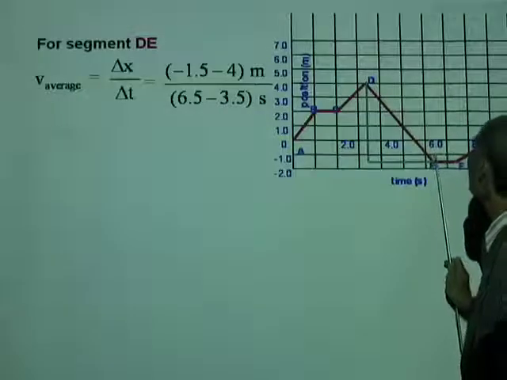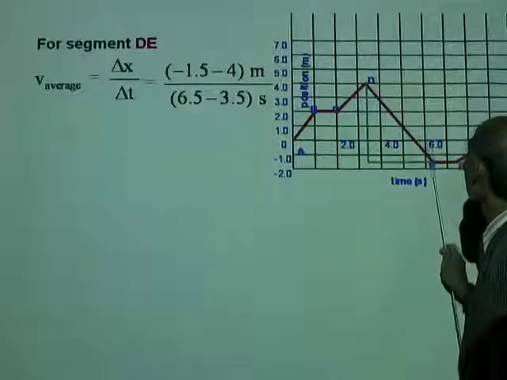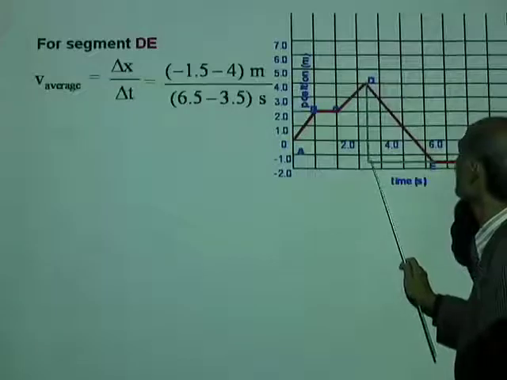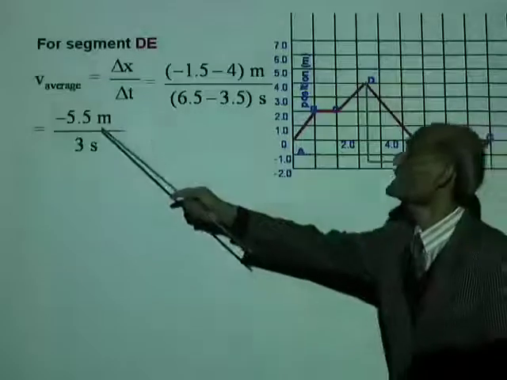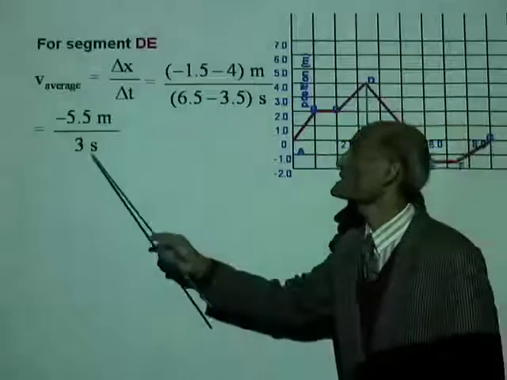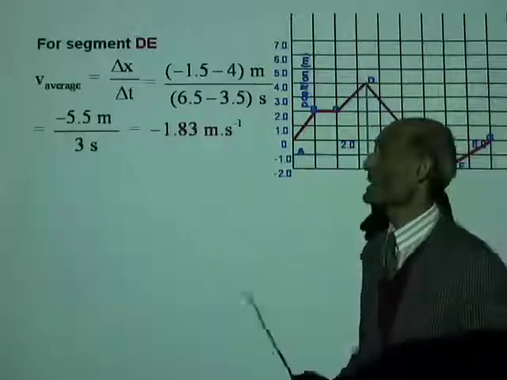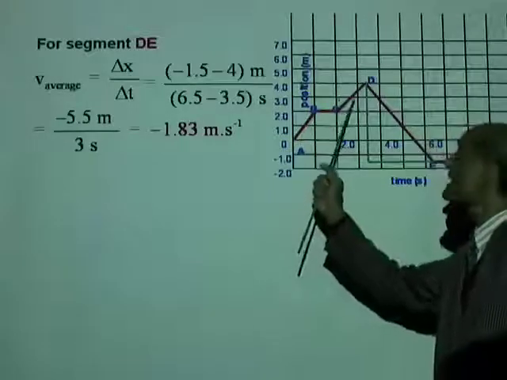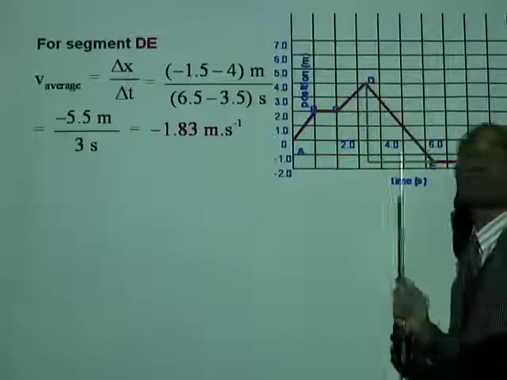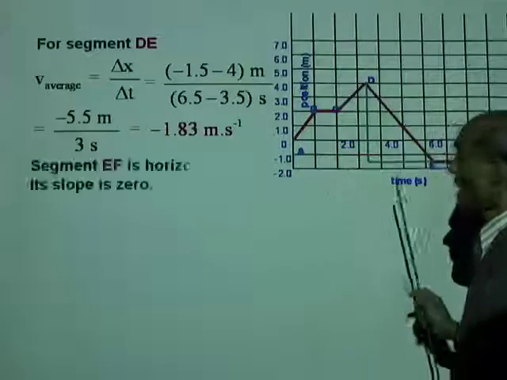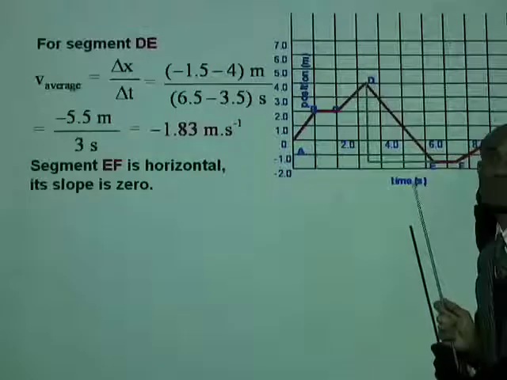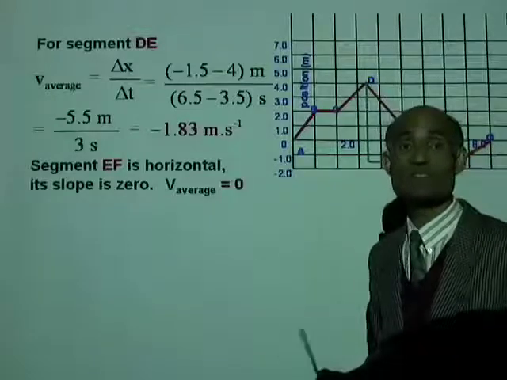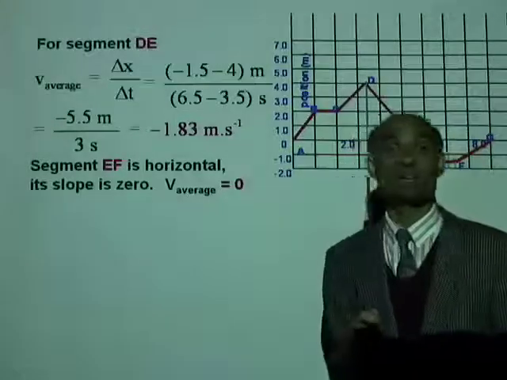Delta t is 6.5, this is 6 seconds, this is 6.5 minus 3.5, alright, and that will be negative 5.5 meter divided by 3 seconds. That is negative 1.83 meter per second. Notice here that the velocity is negative during that time. How about the segment EF? Again, EF is horizontal. The slope of a horizontal line is 0. The average velocity there is 0.